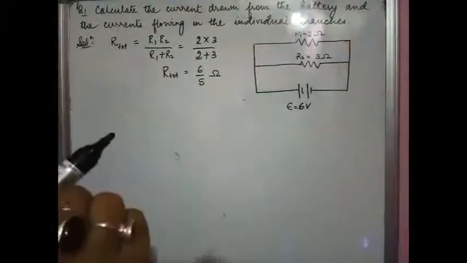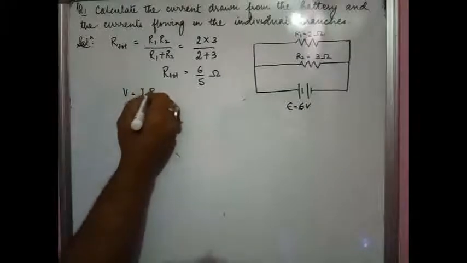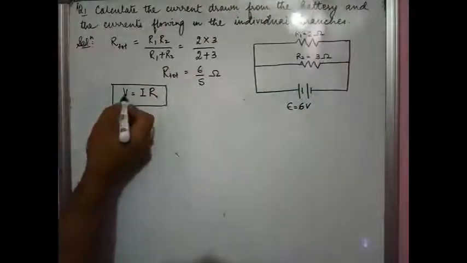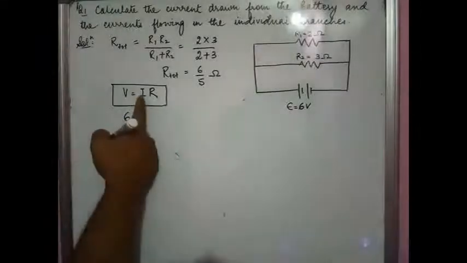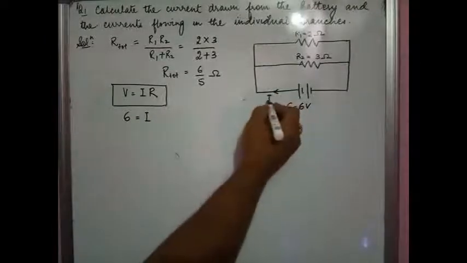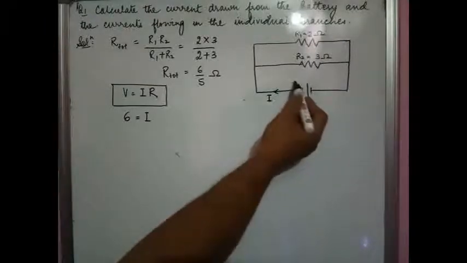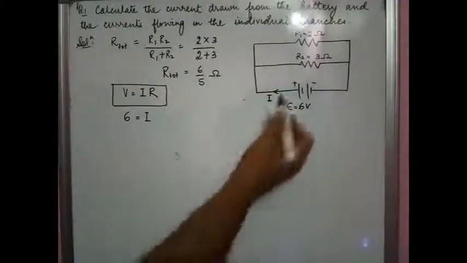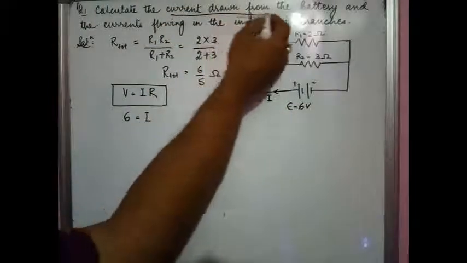Why are we calculating R total of the circuit? Because if you remember, V is equal to IR. If we apply this formula for the overall circuit, then the battery voltage that we can use is 6 volts, equal to I, the main current that is going to flow. Now I can immediately label the diagram with this I, and it is going to come out from the positive terminal. The big bar is the positive terminal and the small bar is the negative terminal of the battery. So from plus, I has come out. Now this I is the current drawn from the battery.